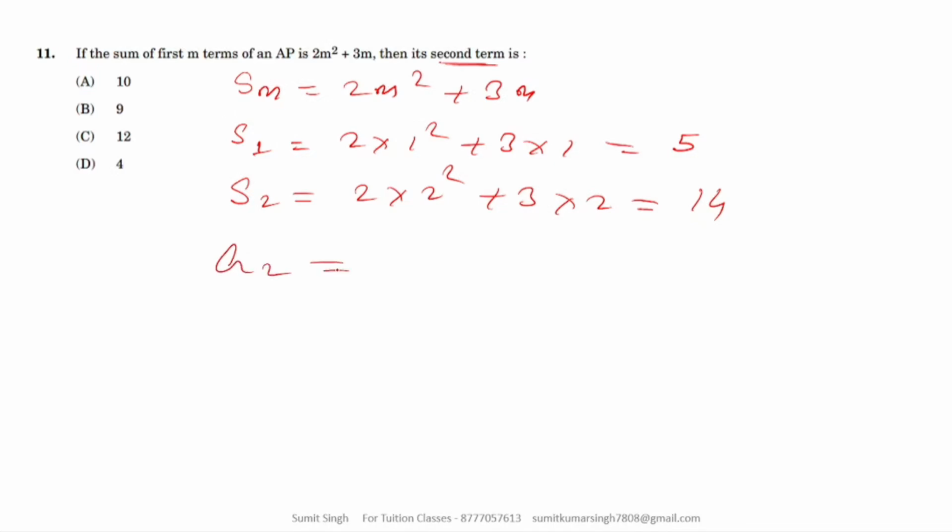But this question is asking for the second term, meaning the value of a2. For finding the second term, we can use the formula S2 minus S1. So S2 we have as 14 and S1 we have as 5. So 14 minus 5 will give us 9. In this way, the correct answer for this question will be option B.